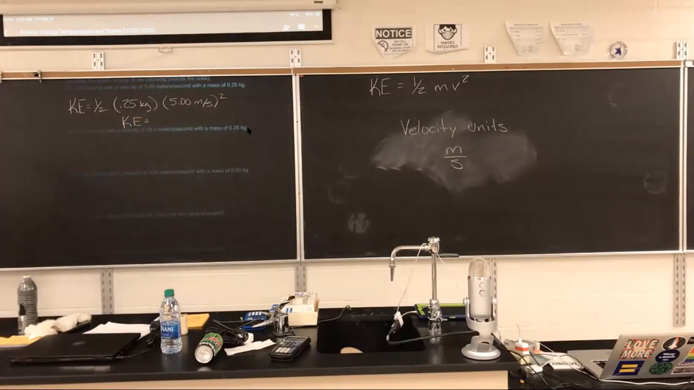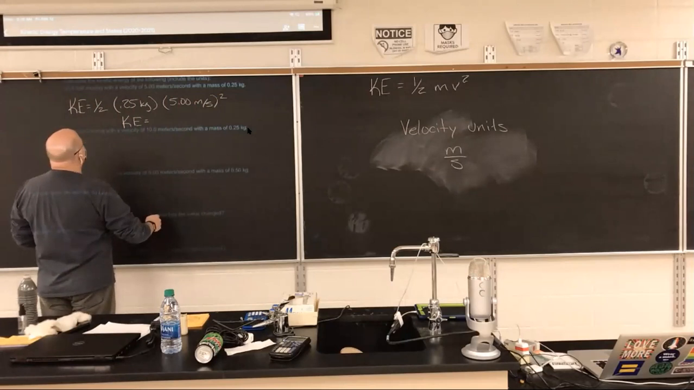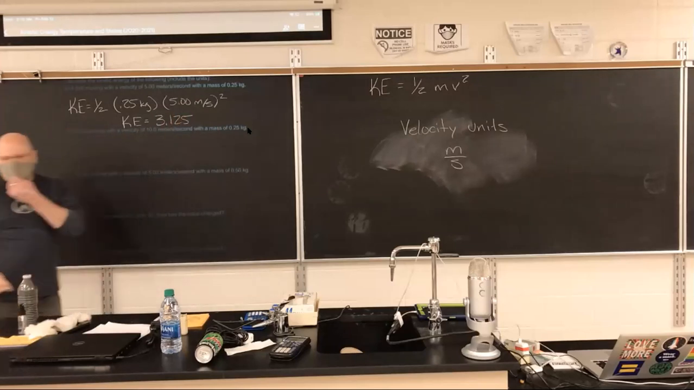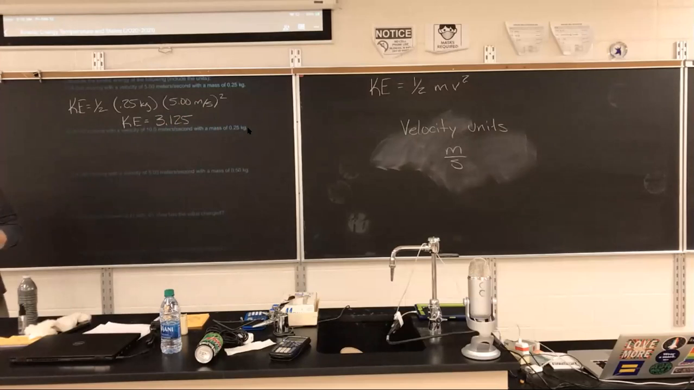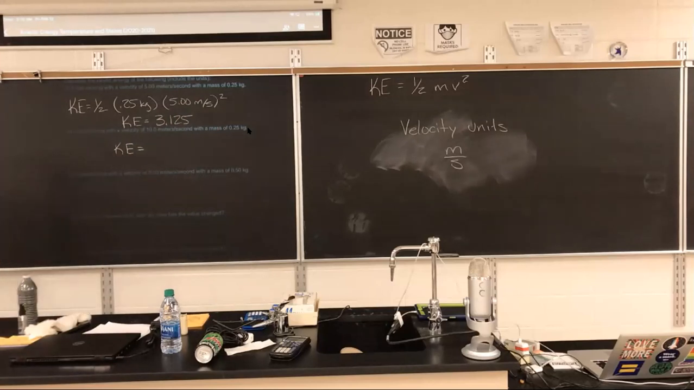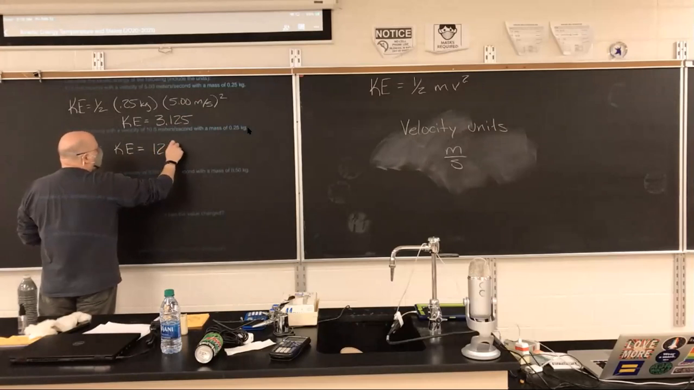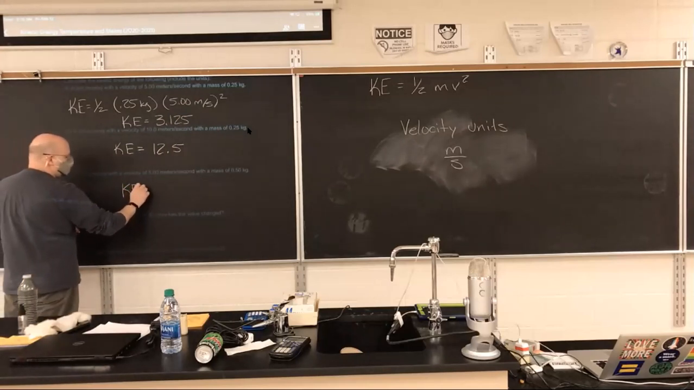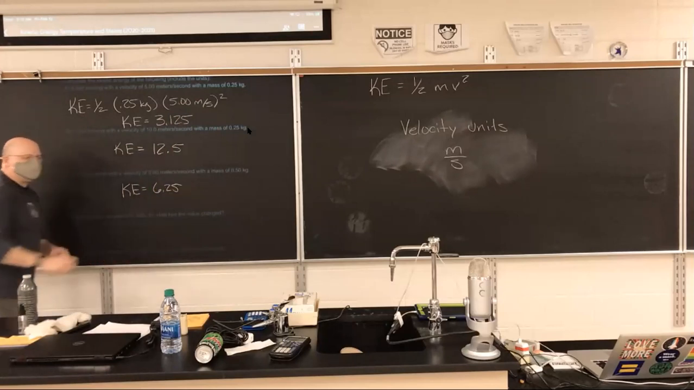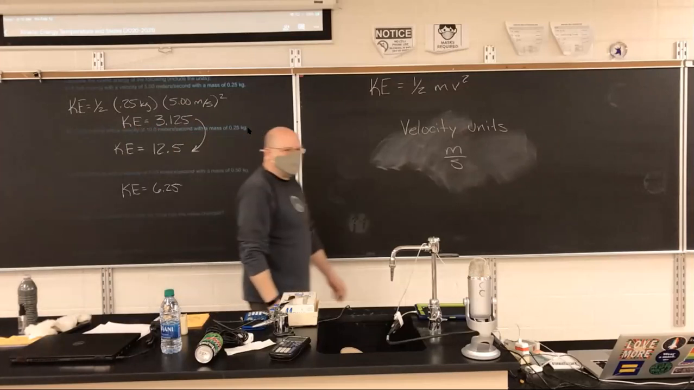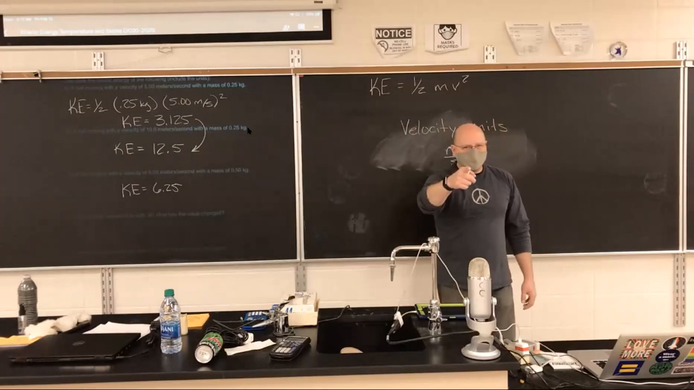What's kinetic energy for A? 3.125. That's not the correct significant digits, but I'm not going to worry about it right now. Okay? What's kinetic energy for B? What's kinetic energy for C? 6.25. Okay. So, from here to here, what happened to the kinetic energy? It went up by exactly times 4.